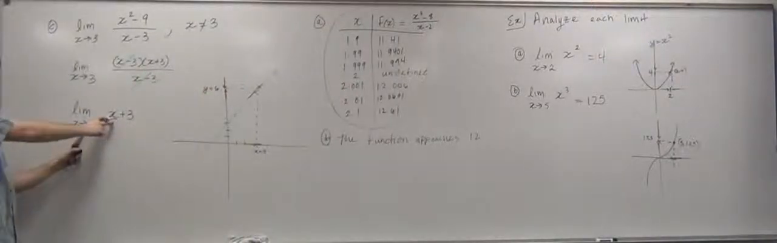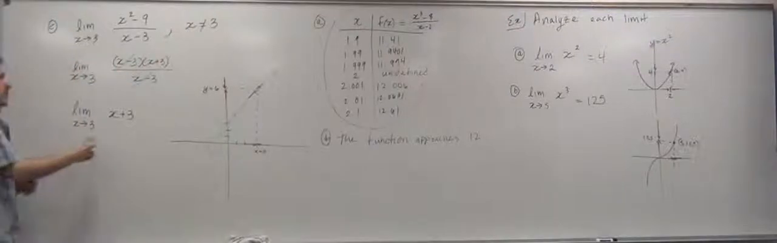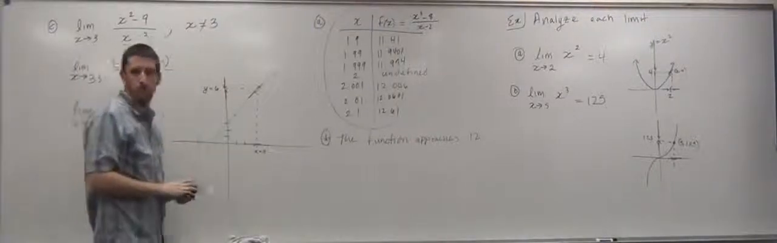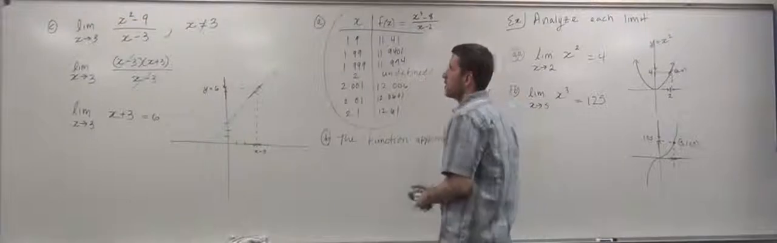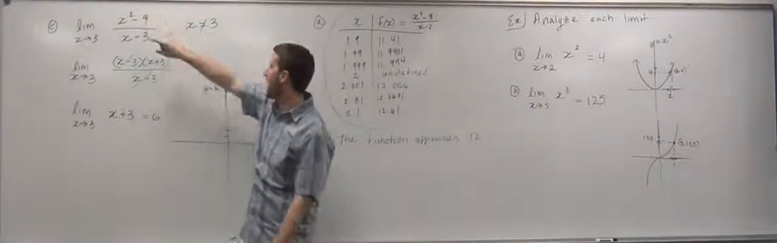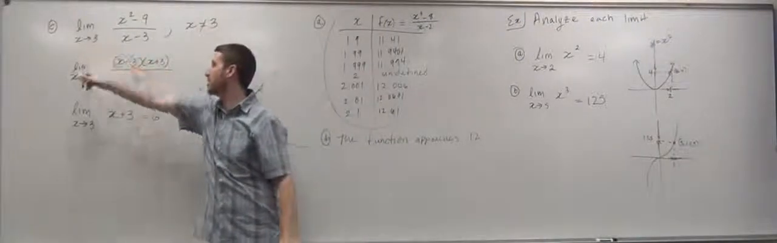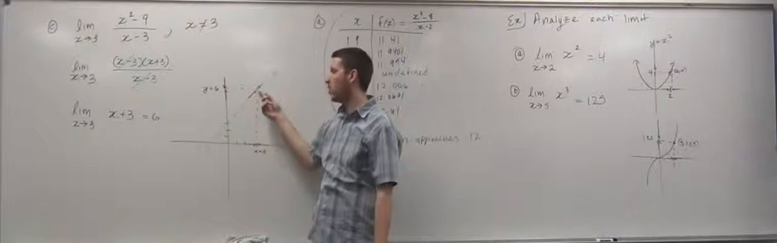How do you get that? Now you can just plug the 3 in. Limit doesn't care about this x not equal to 3. You plug 3 in and you get 6. So this function here is actually just a line with a hole in it. And the limit as you go to x equals 3 is going to be whatever y value the hole took out.